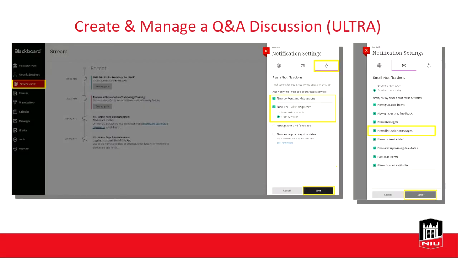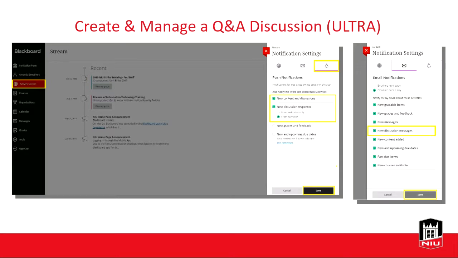There may be some of you who use Ultra Course View, so I do want to address that as well. There's a difference between Ultra Base Navigation, which we all use. That's what you see when you first log into Blackboard, and Ultra Course View, which is the design of an individual course. That's what you see when you click on the course that you're teaching in Blackboard. For Ultra Course View, unfortunately, there's no option to subscribe to a discussion forum at this time.